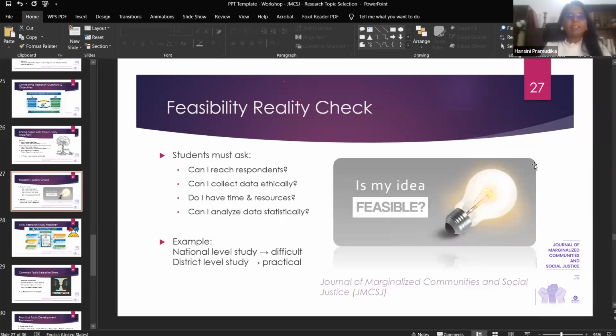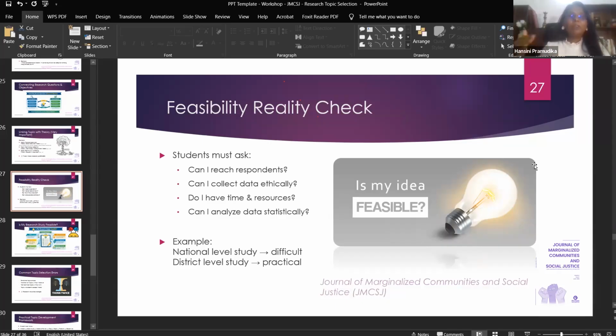And then, can I collect data ethically, right? So you have to get permissions, right? So you have to think about the procedures, right? Can you manage that or not? Do I have time and resources?